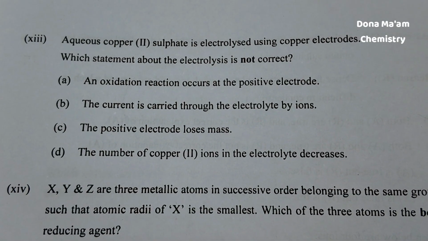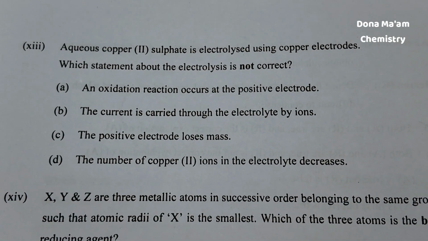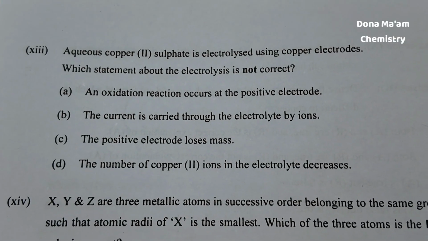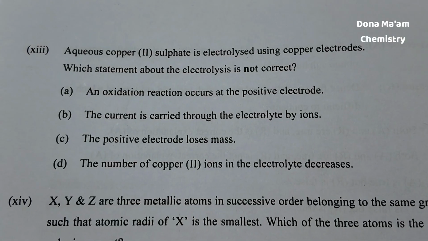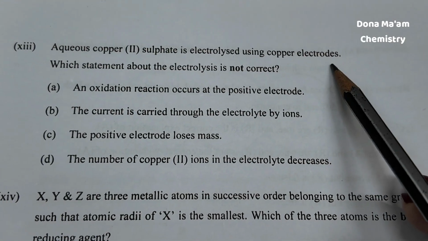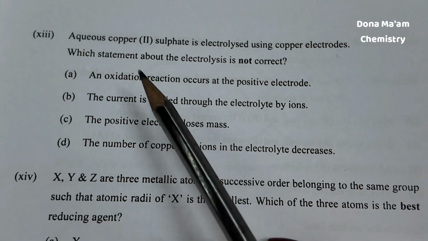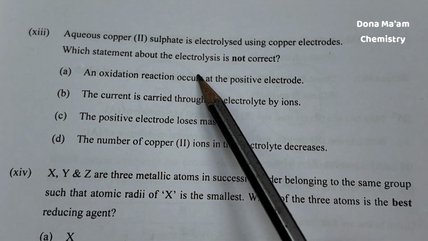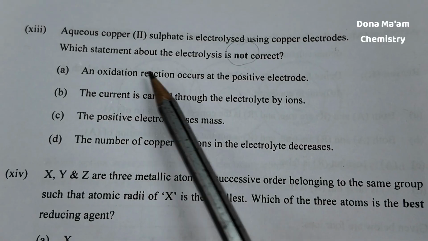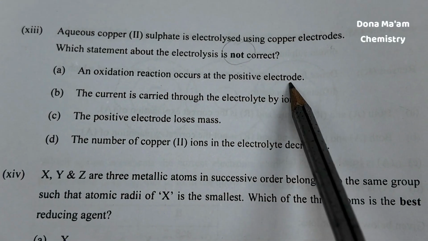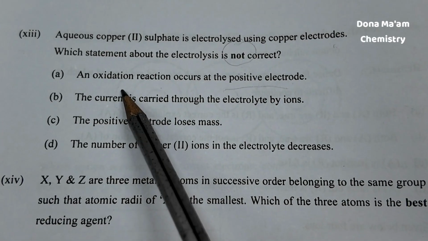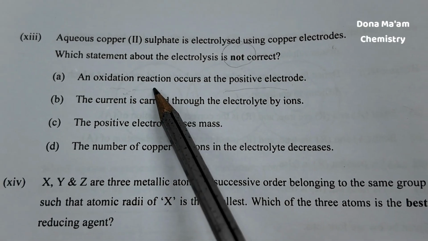Aqueous copper sulfate is electrolyzed using copper electrode. We know that copper sulfate electrolysis has two types. One is the normal one using inert electrodes, and the other one is the copper electrode one. So here they are giving the second one, the copper electrode one. Which statement about the electrolysis is incorrect? Okay. So an oxidation reaction occurs at the positive electrode. We all know positive electrode is the anode, and in the anode oxidation takes place. So this is a correct statement.